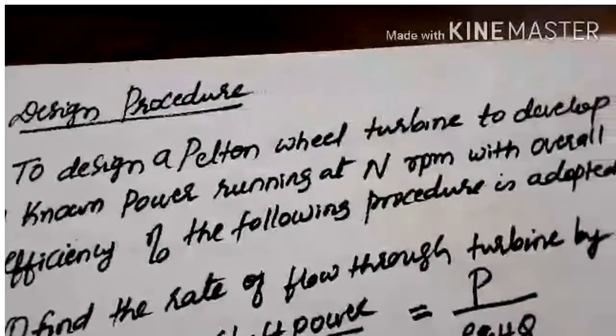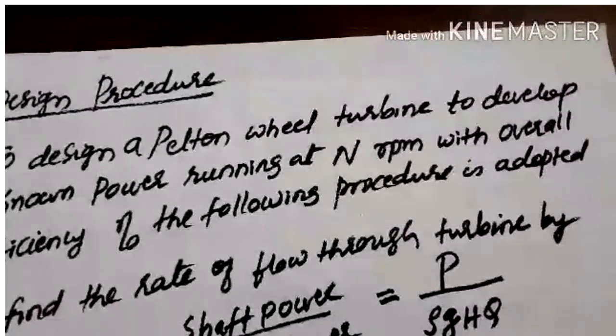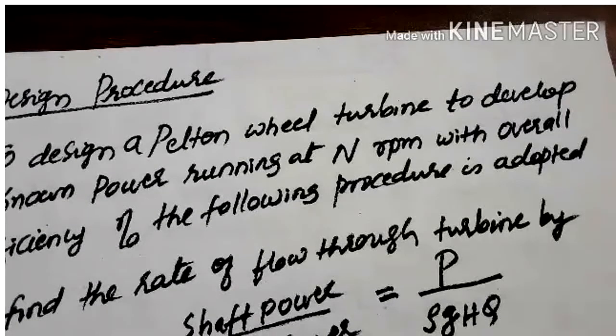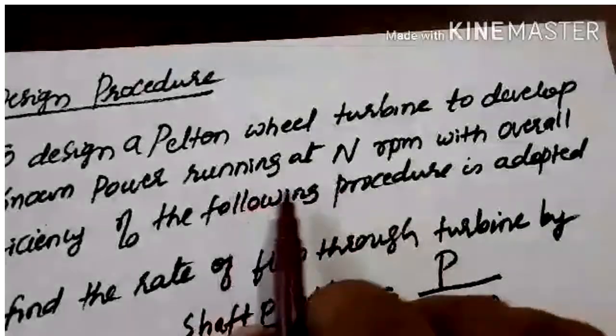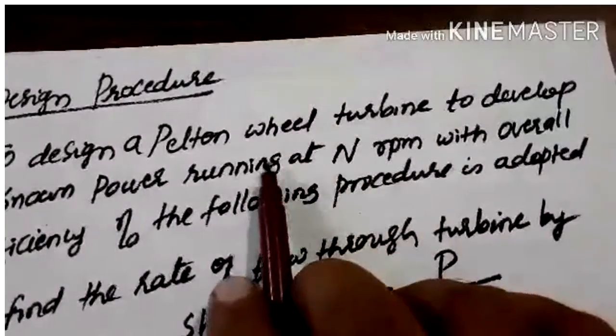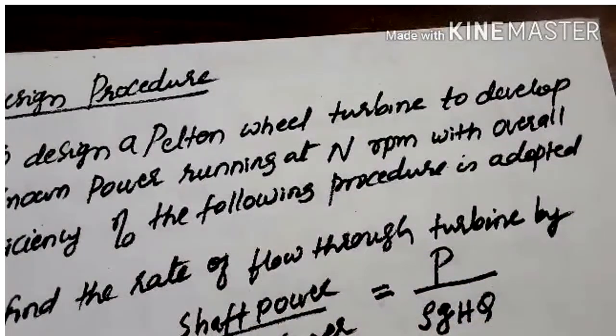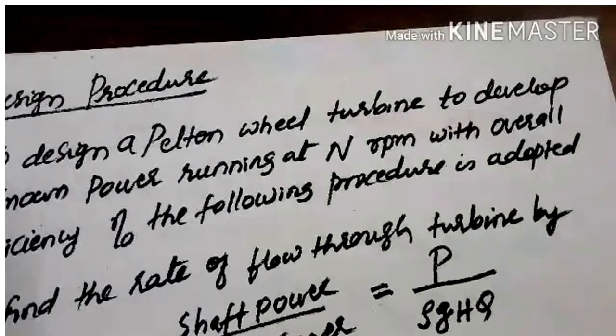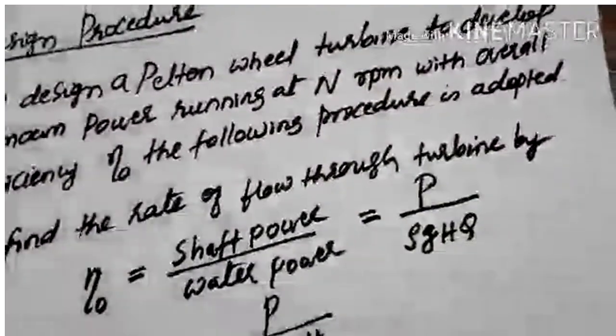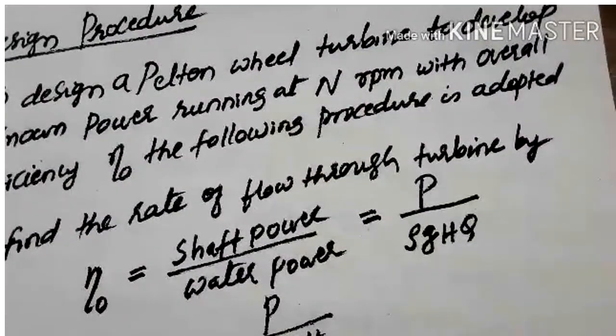Then the design procedure. In the design procedure the power will be given, how much power the Pelton wheel needs to develop, and the RPM is also given. For the given power and the given RPM, you need to design the Pelton wheel. So design a Pelton wheel means, as I discussed previously, those parameters need to be calculated.